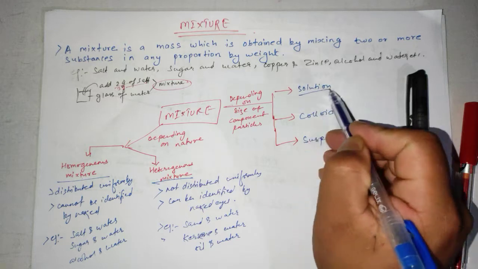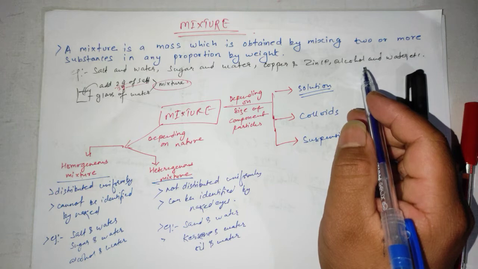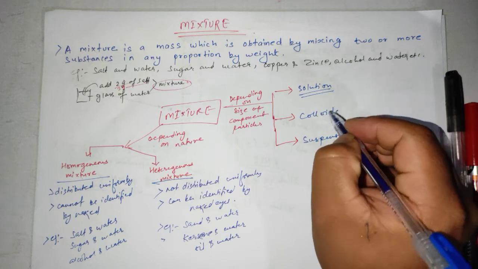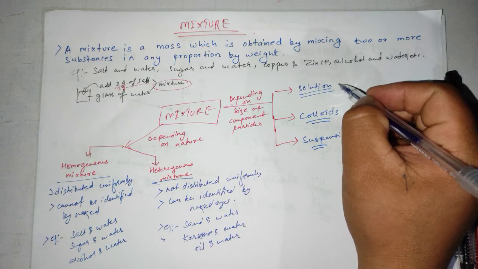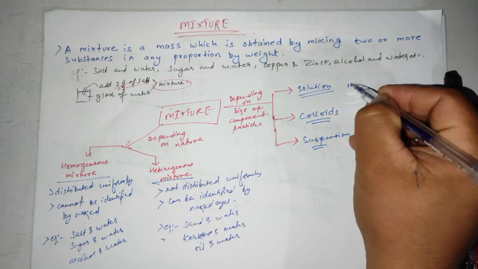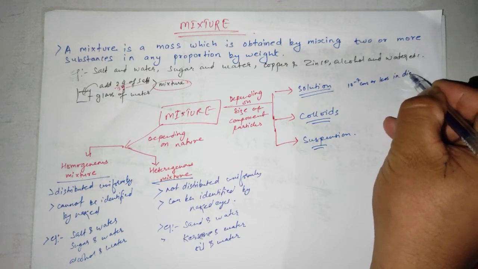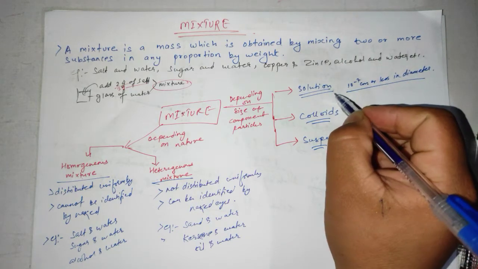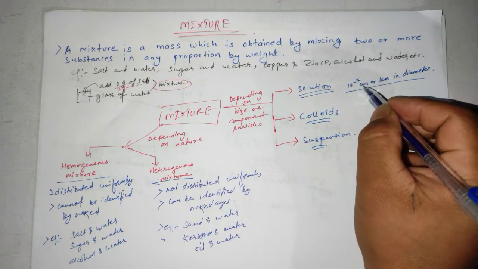Similarly, solution. What is a solution? A solution is a homogeneous mixture of two or more substances which are mixed up to a certain limit. What's the difference between solution, colloid and suspension? In a solution, the particles which are mixed are 10 to the power minus 7 centimeter or less in diameter. Remember, the particles which get mixed to form a solution are 10 to the power minus 7 centimeter or less in diameter.